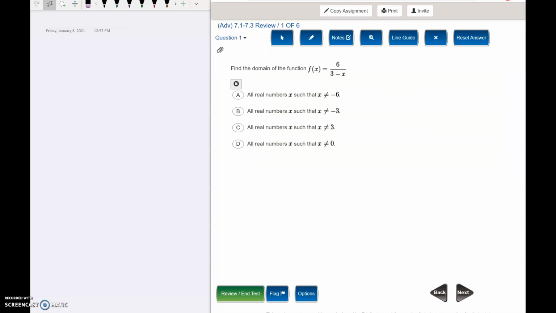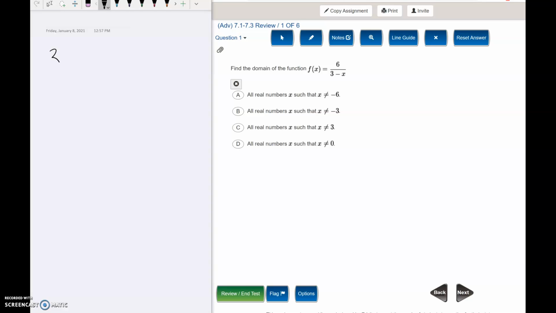First question on the review is a multiple choice question. They're asking for the domain of the function, and your paper copy is worded a little bit differently, but it's the same problem. Find the domain. The domain are the x values that work in that expression or in that function. The domain is usually all real numbers, but when we have rational expressions or rational functions where we have a numerator and a denominator, the denominator cannot equal 0.